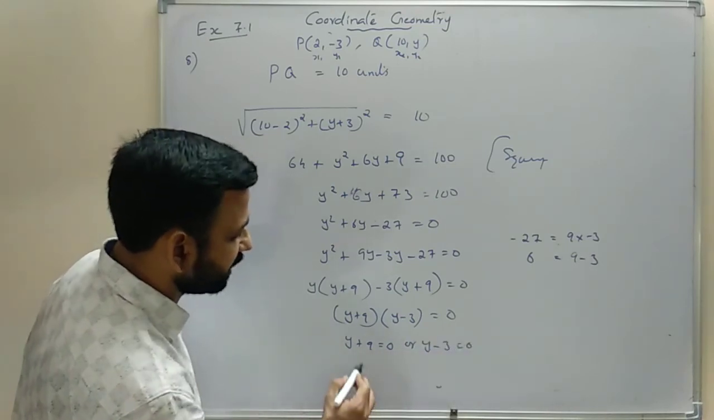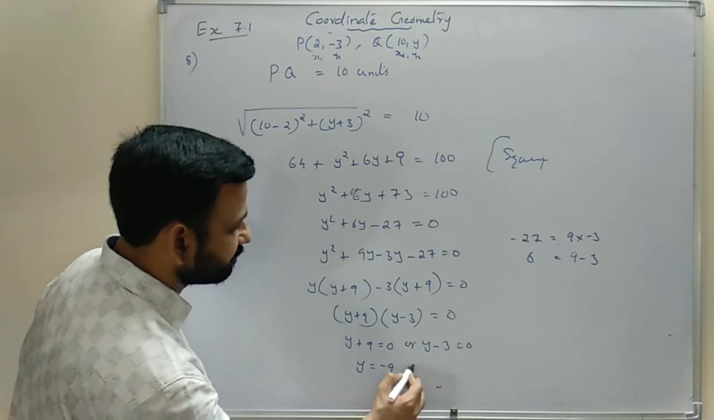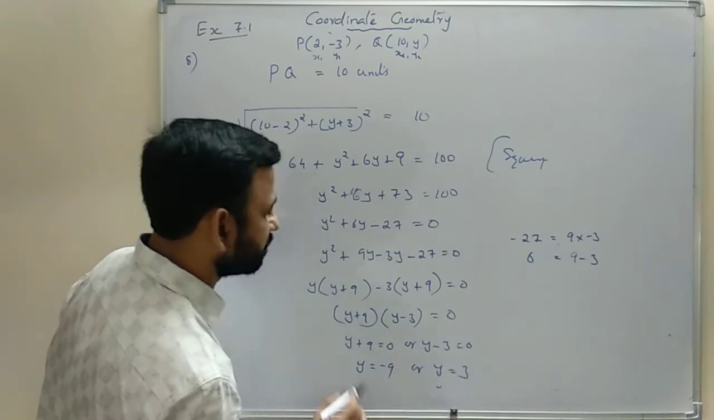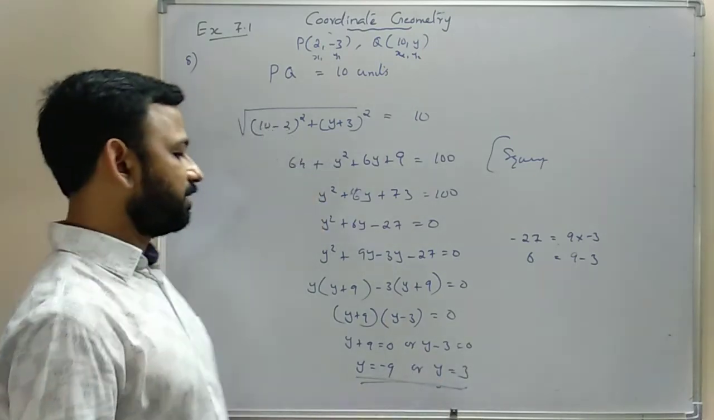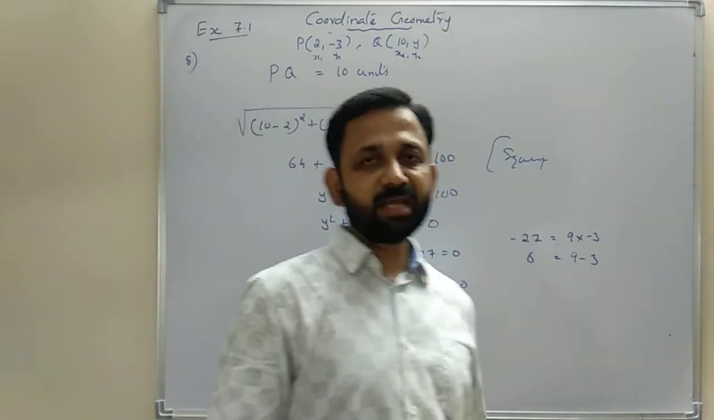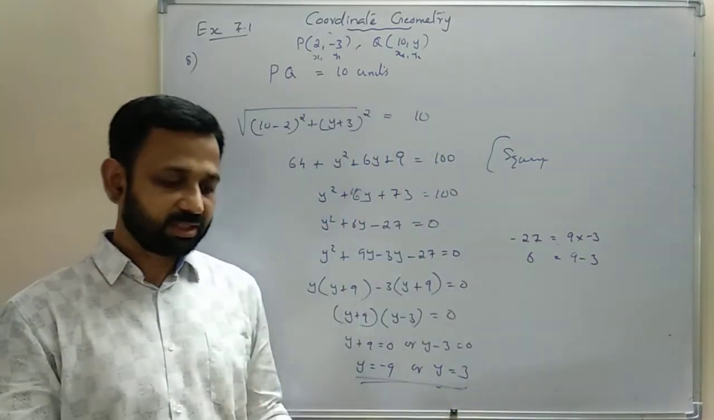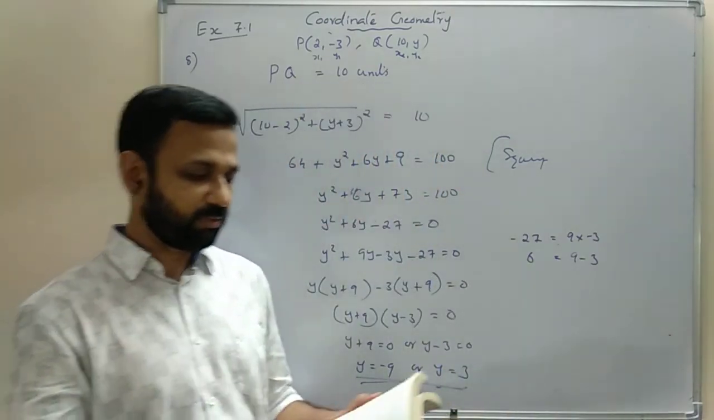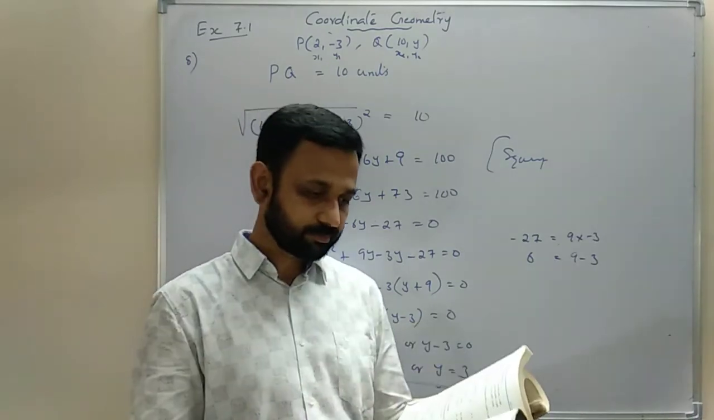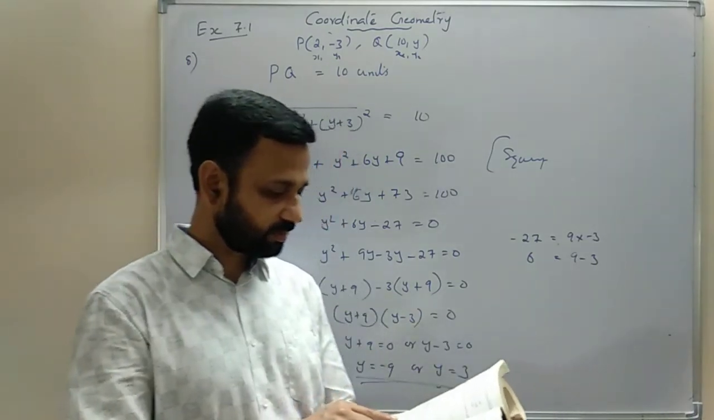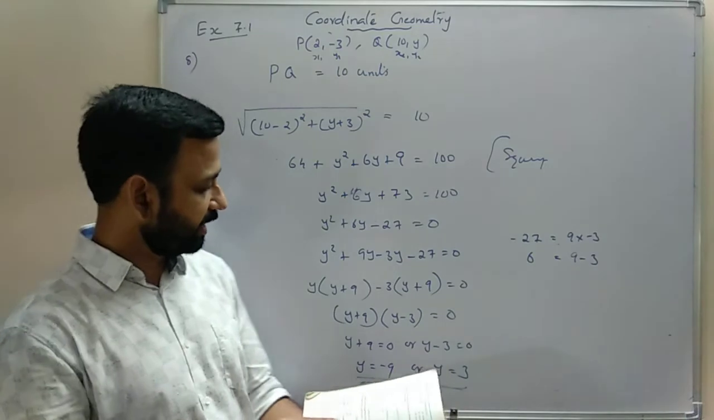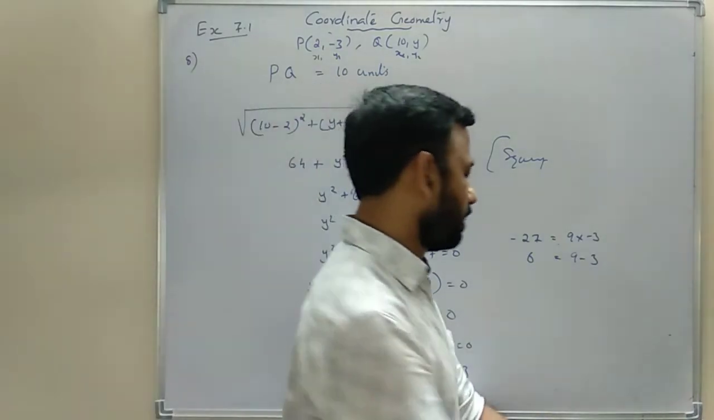If y plus 9 equal to 0, y is equal to minus 9, or y is equal to 3. So we got two values for y. Y is equal to minus 9 or y is equal to 3. Exercise 7.1. Minus 9 and 3. So we got the values of y.